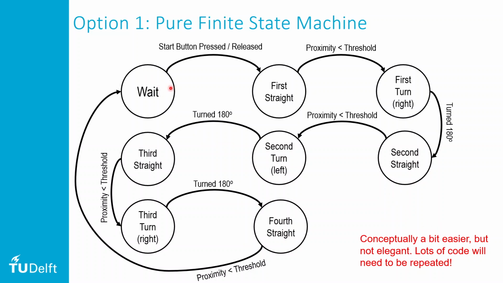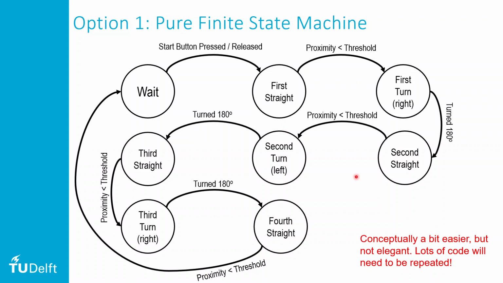Anyway, in this case, we start in the wait state. When we press the start button, we move to the first straight state. We stay there until we see something within the proximity threshold. Then we go to the first turn state, in which case we turn right. Once we have turned 180 degrees, we move to the second straight state. Then when we see the wall again, we move to the second turn state where we're turning left. When we've turned 180 degrees, we go on to the third straight. Then when we see the wall, we go to the third turn, which is right again. Then when we've turned 180, we go to the fourth straight. And finally, when we see the wall, that time we go back to the wait state. Blah, what a mess.